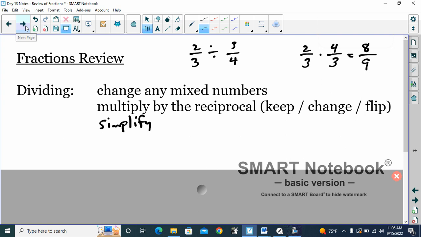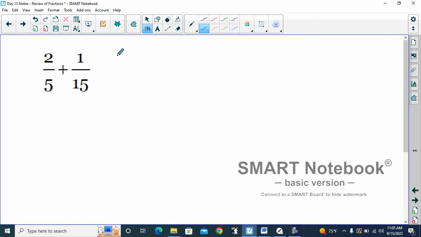So let's do a couple example problems. Example 1 says 2/5 plus 1/15. It looks like we're adding. So when we add, we first need to look for any mixed numbers. I don't have any. These are both just fractions without a whole number out front. So I don't need to change to improper fractions. We do need a common denominator if I add or subtract.